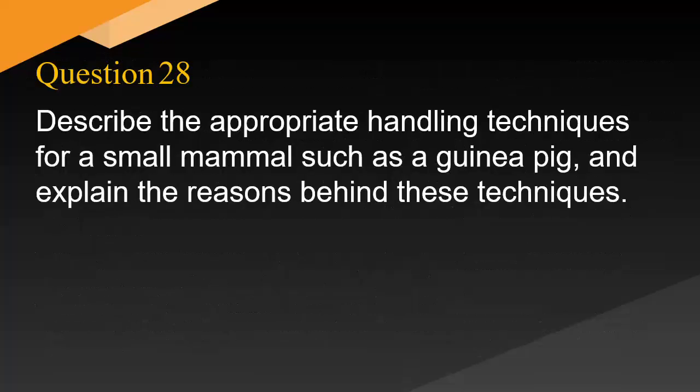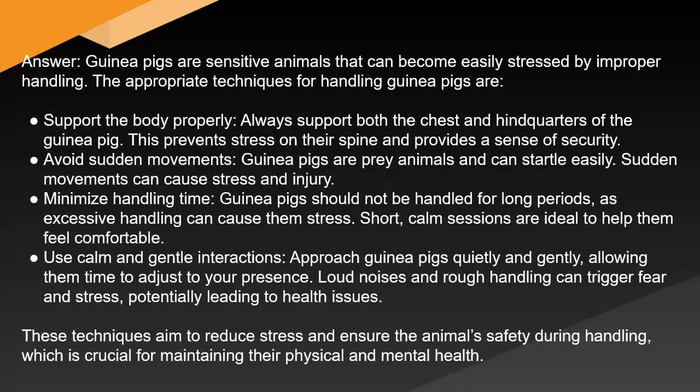Describe the appropriate handling techniques for a small mammal such as a guinea pig and explain the reasons behind these techniques. Answer: guinea pigs are sensitive animals that can become easily stressed by improper handling. The appropriate techniques for handling guinea pigs are: support the body properly. Always support both the chest and hindquarters of the guinea pig. This prevents stress on their spine and provides a sense of security. Avoid sudden movements. Guinea pigs are prey animals and can startle easily. Sudden movements can cause stress and injury.